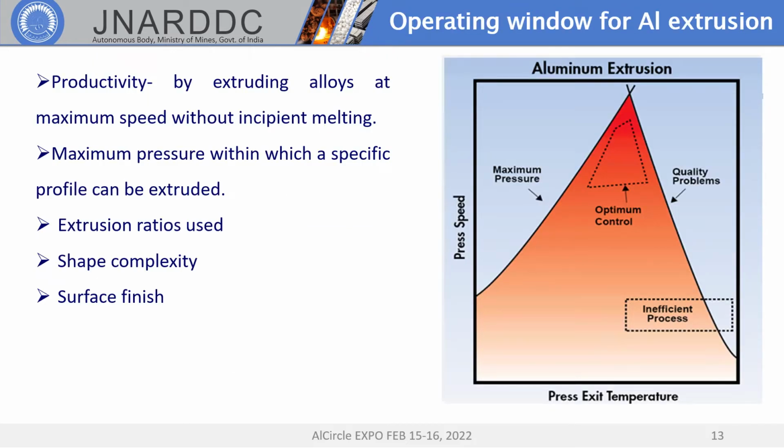The operating window for aluminum extrusion is majorly influenced by productivity and press exit temperature of the profile. Every extruder will try to push billets with maximum speed. However, the extrusion ratio, alloy characteristics and also the product exit temperature will limit the maximum speed that can be achieved. Maximum pressure achievable will also be limited due to the factors mentioned above. In this regard, an operating window for each alloy with different extrusion ratios has been worked out.